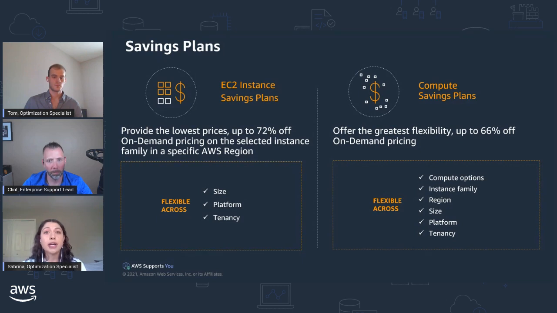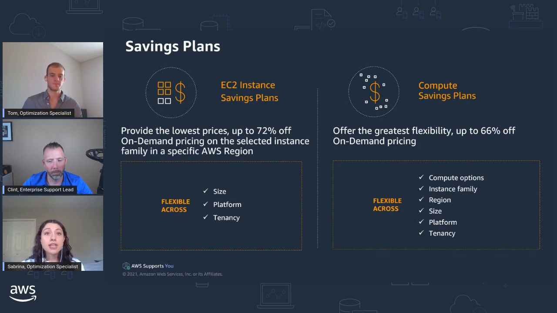EC2 instance savings plans are flexible across instance size, operating system, and tenancy. This means that if any of those variables were to change, for example, if you were running an M5 extra large and you move to an M5 4 extra large, since that's a change in instance size, the savings plan discount rate will still be applied.